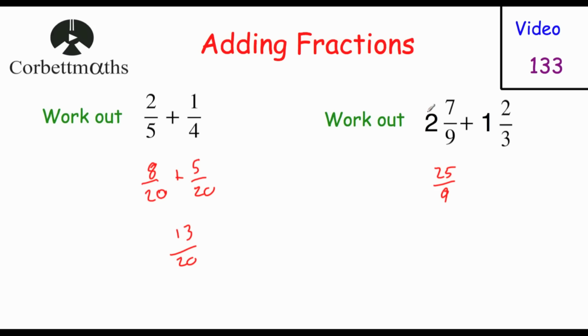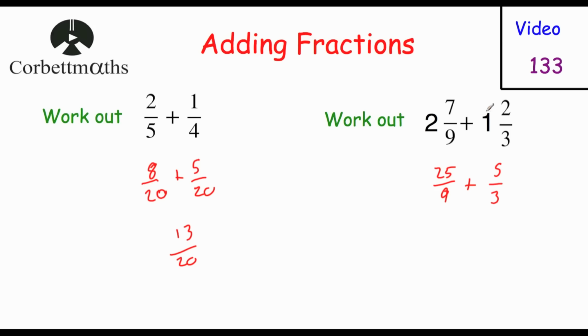So if I just take the whole number, which is 2, and times it by the denominator, so 2 times 9 is 18, and add on the 7 is 25. So that gives me the 25 ninths. Next, I take the whole number, which is 1, and I do 1 times 3 is 3, and add on the numerator, which is 2, so 3 plus 2 is equal to 5, so it would be 5/3.